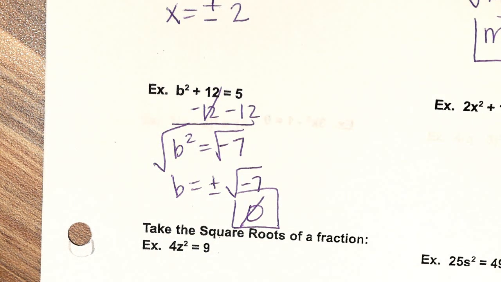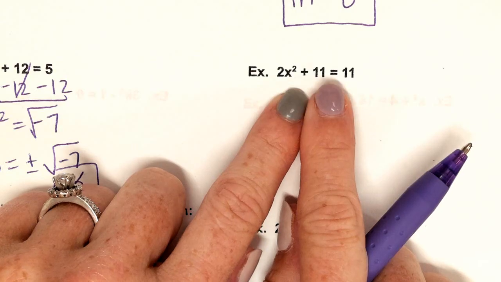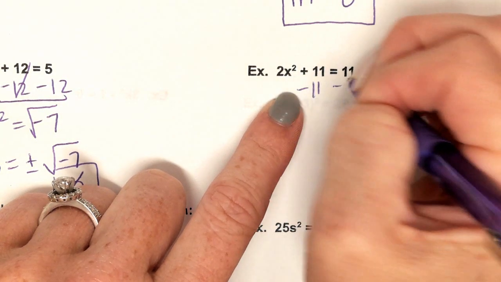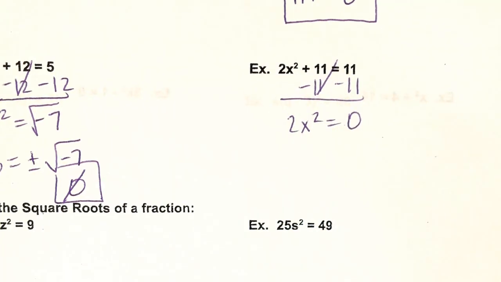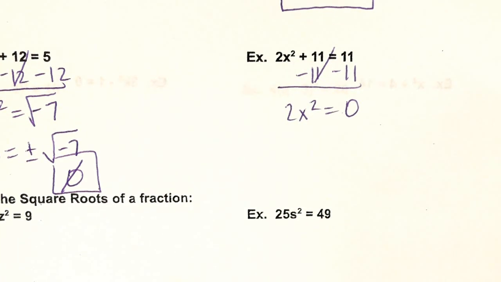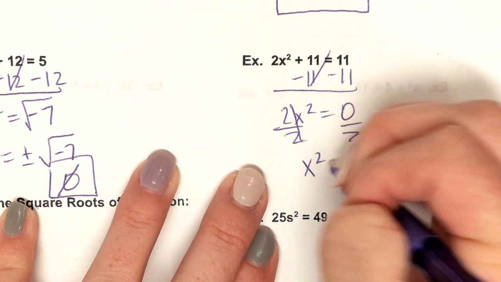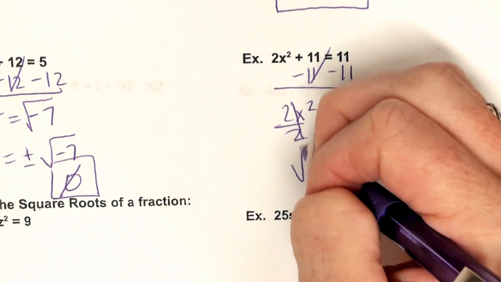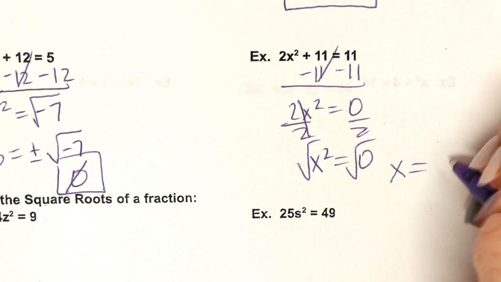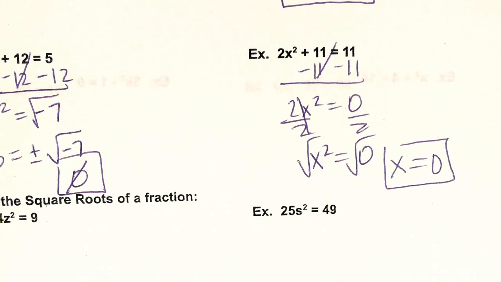All right, let's try this one. Isolate the x by getting rid of the plus 11. How would I get rid of plus 11? Minus 11. I'm left with 2x squared equals 0. Now I need to isolate the x by getting rid of the 2. How would I get rid of multiplying by 2? Divide by 2, and 0 divided by 2 is 0. How would I get rid of the square? Square root, and x is equal to 0, because the square root of 0 does not have a positive or negative value. It's simply 0.